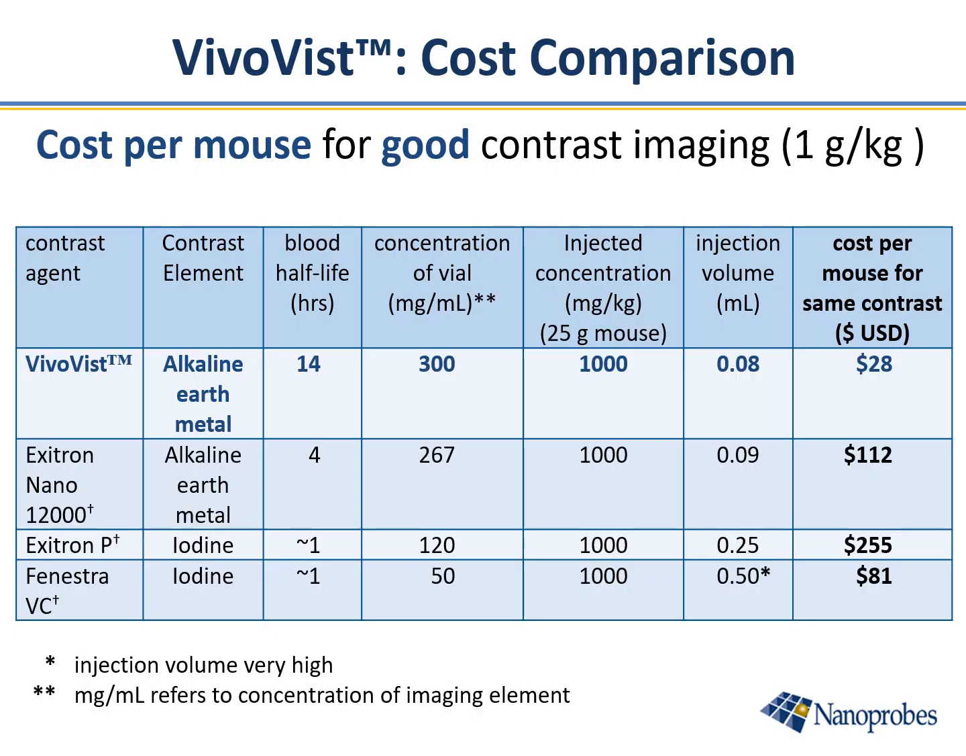Using VivoVist, here's a more detailed cost comparison showing the cost per mouse for good contrast imaging. For most applications, you can get very good contrast at 1 gram per kilogram of body weight. And the cost for a 25-gram mouse for that can be just $28, based on the retail price of VivoVist if you buy the 25-pack multi-pack packaging.